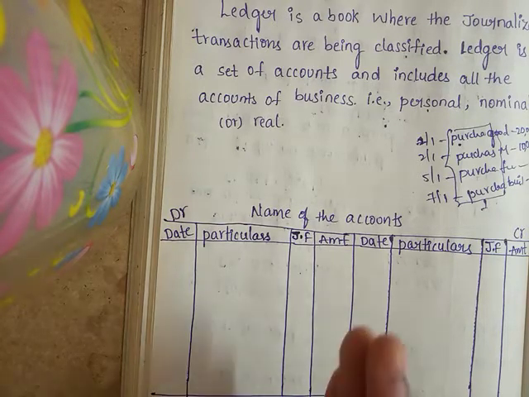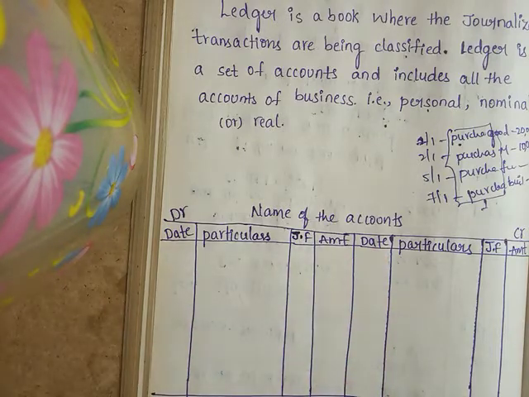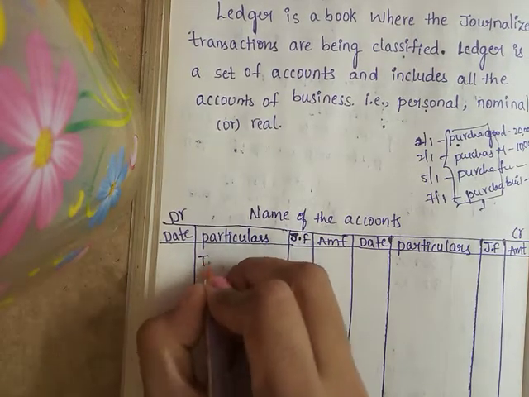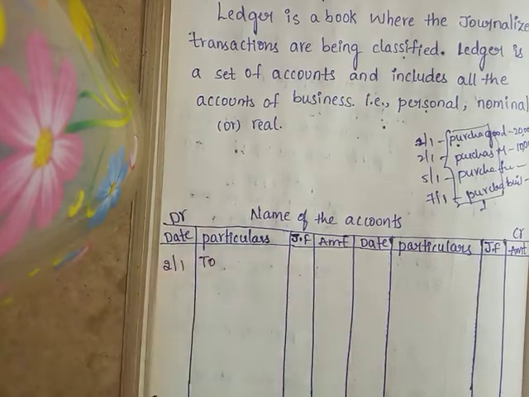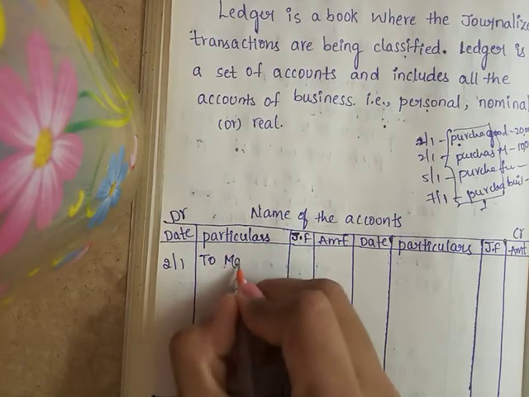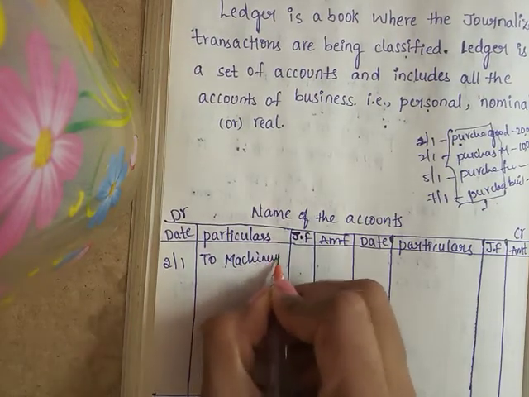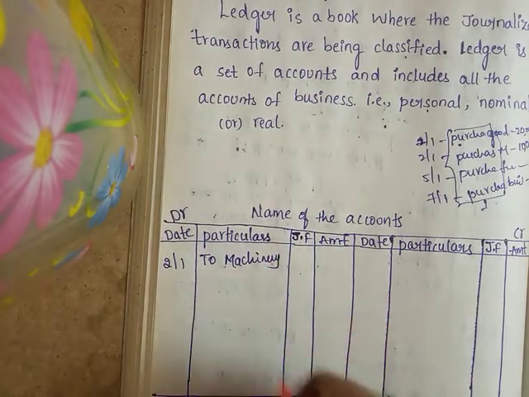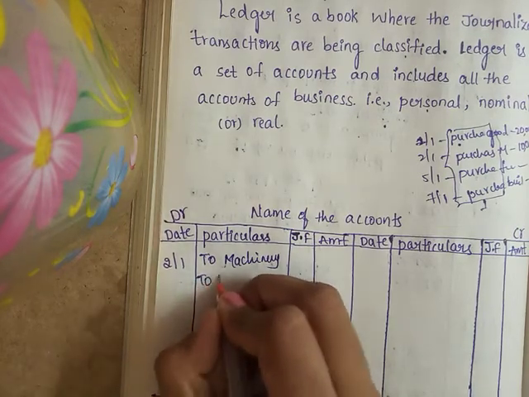Next, all postings on the debit side start with "To". Remember that whatever postings appear on the debit side, you have to start with "To". You will write, for example, 2nd January, "To Machinery". This is just an example only. Next is "To Furniture".